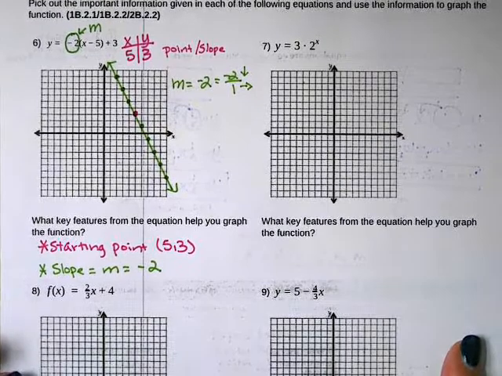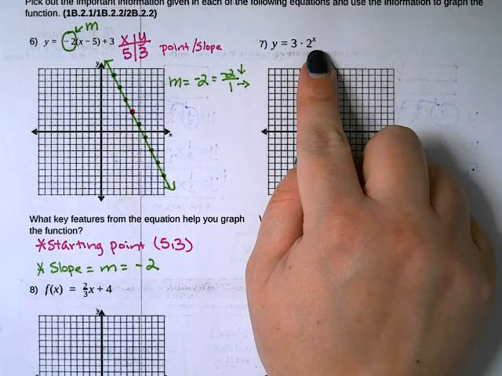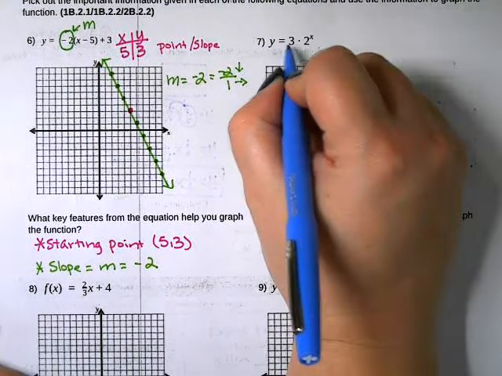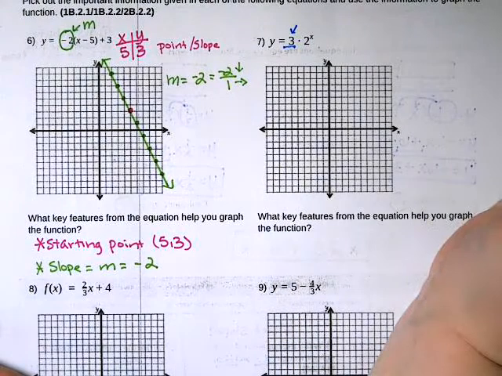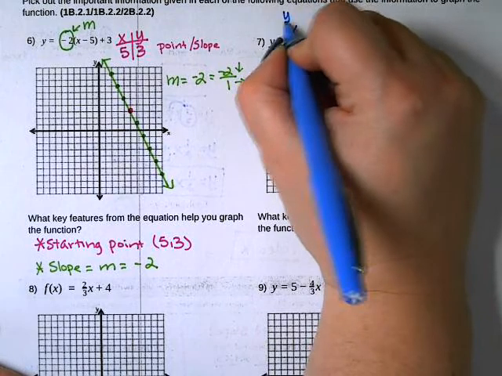Okay, question 7 is a little different. Question 7 says y equals 3 times 2 to the x. This one is not a line. This one is an exponential function, and I know that because the 2 has an exponent. So I know that this value here in front of the 2 to the power of x, that is my starting y value.